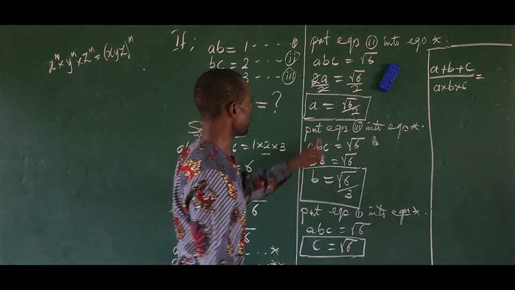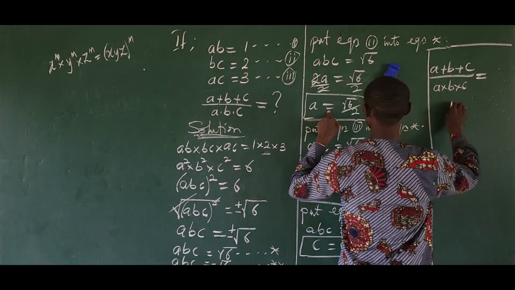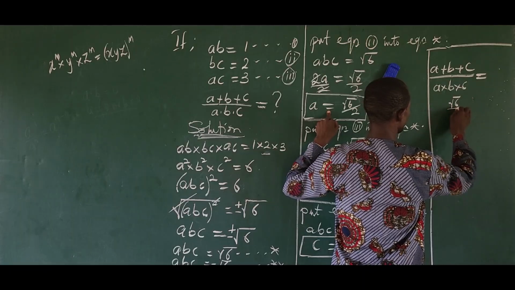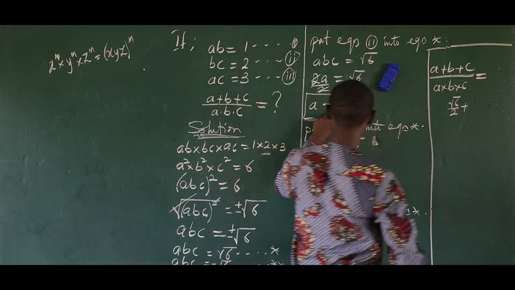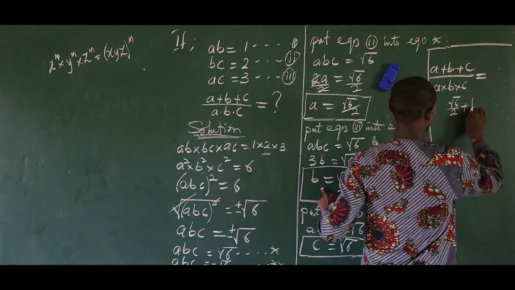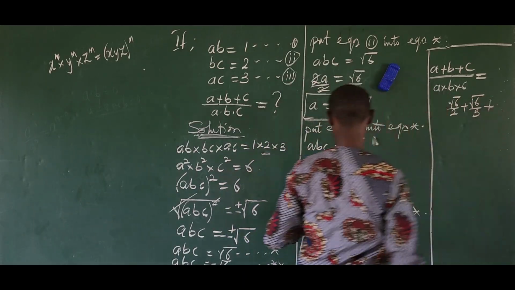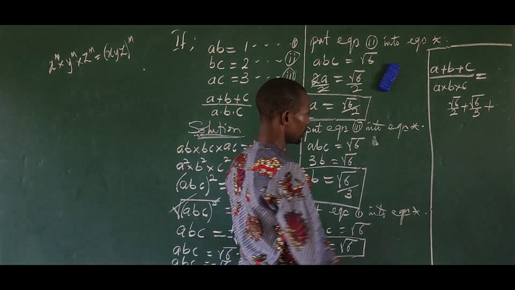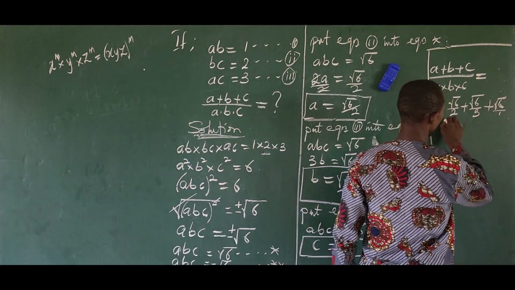What is the value of our a? Look at our a. So let's start here. This is equal to, we have root 6 all over 2, then plus, what is our b? Our b is root 6 all over 3. What is our c? Our c is root 6. Root 6, so let's say all over 1.